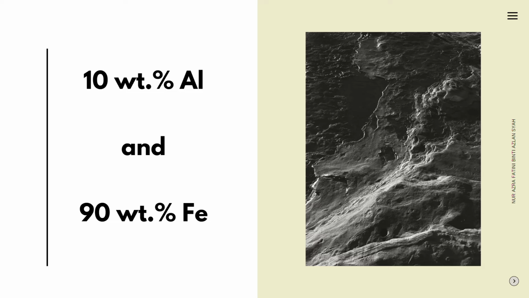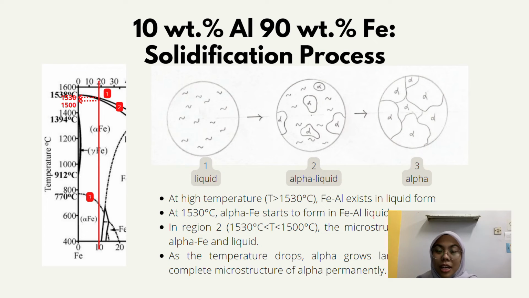I am Azra. I will be presenting the first type of ferroaluminium alloy with 10% aluminium. According to this binary phase diagram, at high temperature, to be specific, at temperature above 1530 degrees C, the alloy only exists in liquid form. As the temperature decreases to 1530 degrees C, alpha ferrum solids start to grow in the liquid. That's when the solidification starts to happen in region 2.